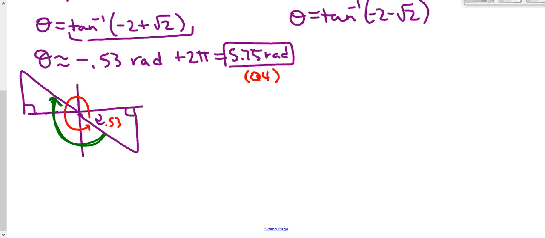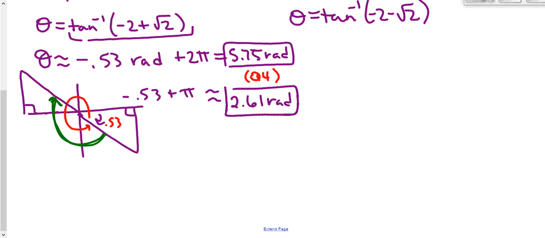So your quadrant 2 answer is going to be negative 0.53 radians plus pi. That's just half a circle away. And that gives us approximately 2.61 radians. And that's another answer, and that's our quadrant 2 answer.